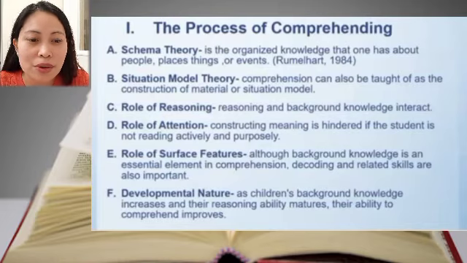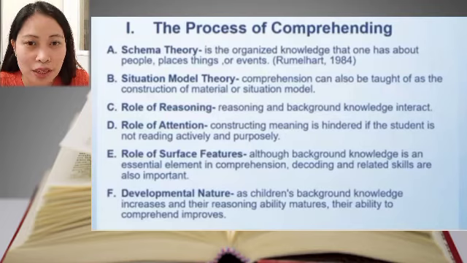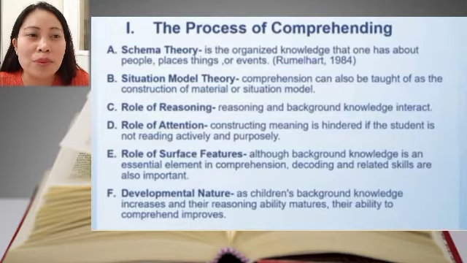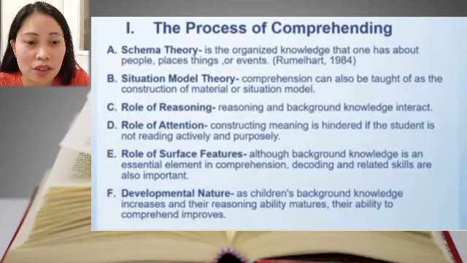So, letter C, role of reasoning. Reasoning and background knowledge interact. So, role of reasoning is the readers' ability to use background knowledge to make inferences, the better the connection between what they know and what they are reading. So, letter D, role of attention. Constructing meaning is hindered if the student is not reading actively and purposely, because successful comprehension depends in part on readers' ability to grasp relevant information.